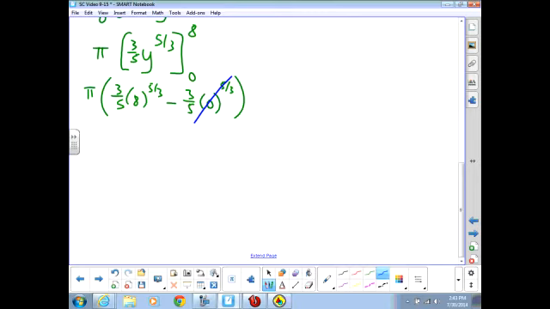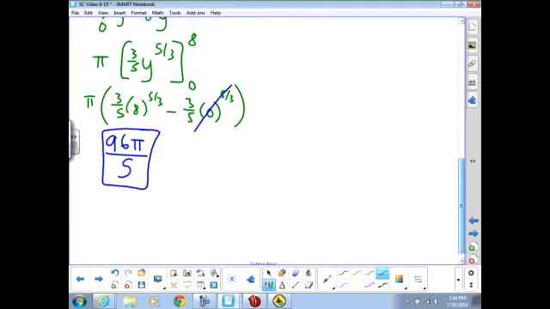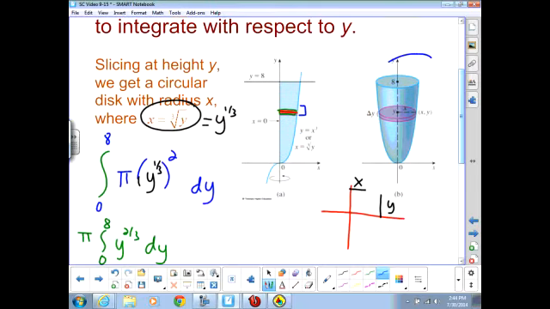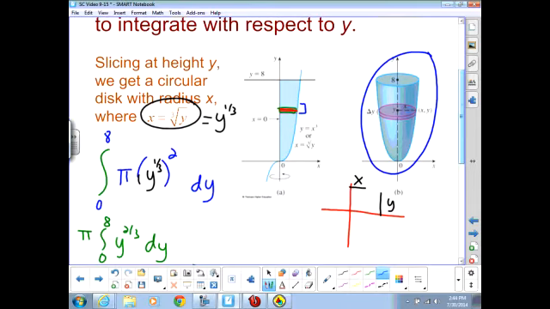8 to the 5/3. Well, the 3 means cube root, so the cube root of 8 is 2. 2 to the 5th is 32. Then we'll have to do 32 times 3/5. Well, 32 times 3 is 96, so we'll get 96 over 5, and don't forget about your pi. So 96 pi over 5 represents the volume of our region when we rotate it around the y-axis. So this region's volume we just found was 96 pi over 5.